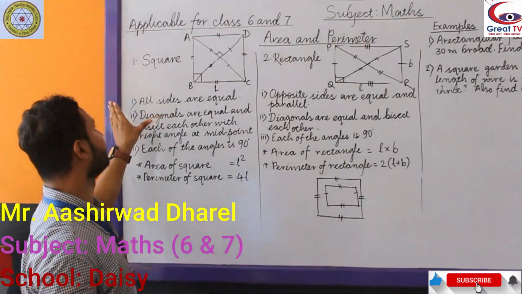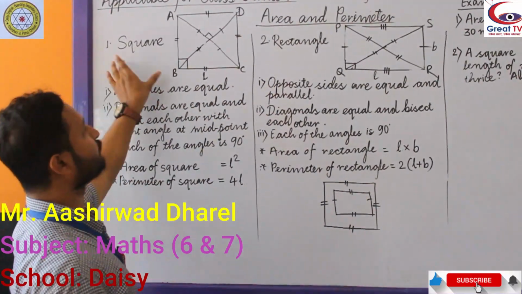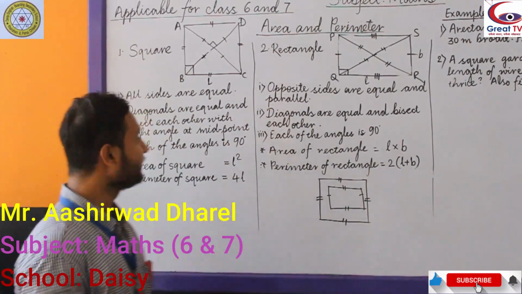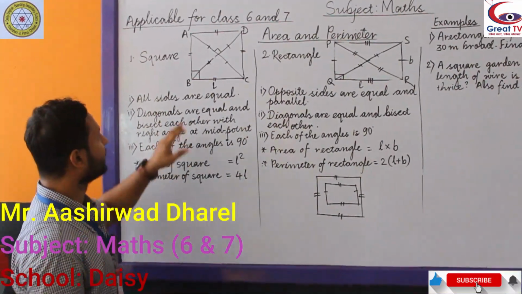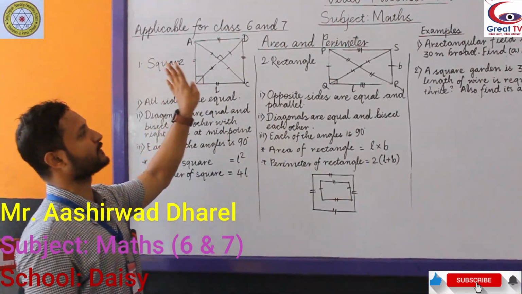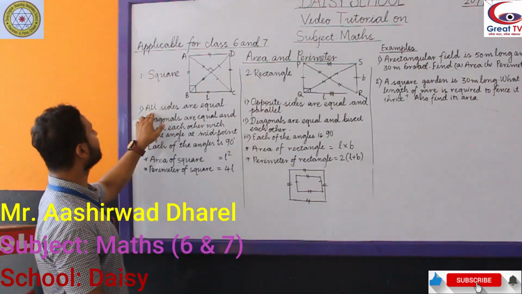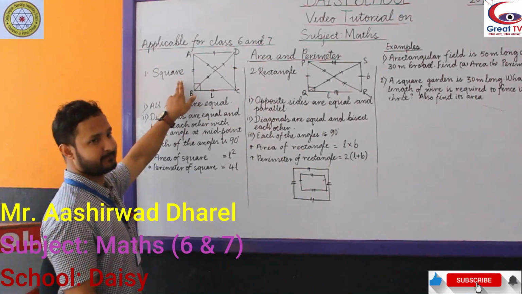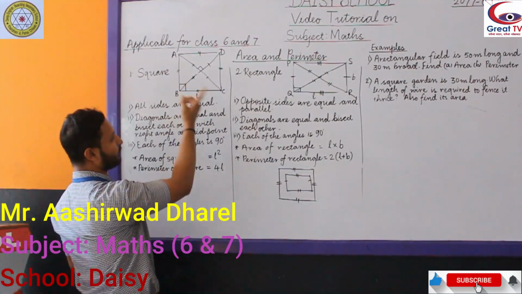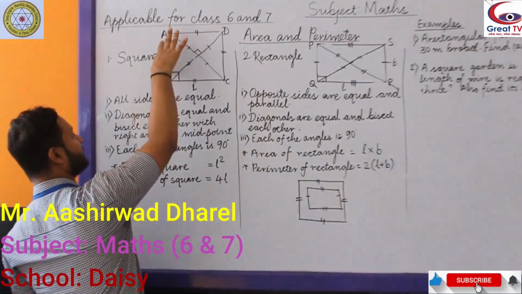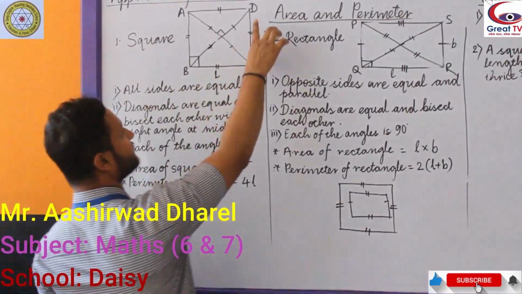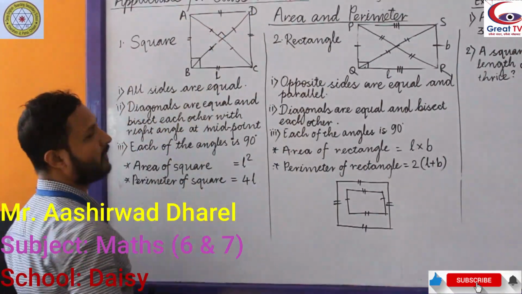Some differences are here, the properties of square and rectangle. Square also has 4 sides, rectangle also has 4 sides, but all sides are equal in square. Look, all the sides are equal. This AB, BC, CD and DA, they all are equal.